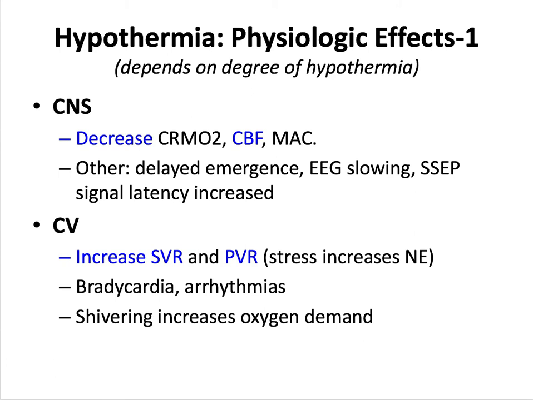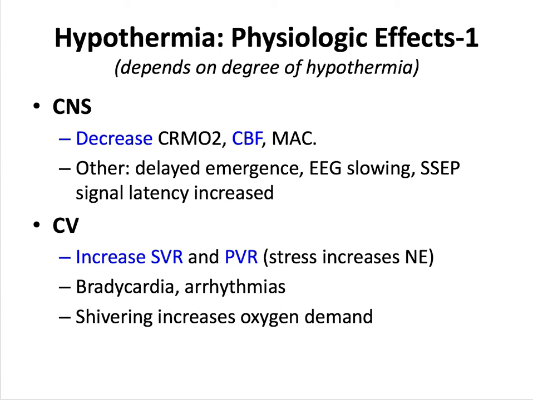What about the brain? When the brain is cold, the oxygen use goes down. And if the oxygen use goes down and you have intact autoregulation, blood flow to the head goes down also. MAC is affected by hypothermia. It is decreased as we get cold. Patients can take longer to wake up when they're cold. The EEG can be slower, and if you're monitoring somatosensory evoked potentials, the signal latency, the time for that signal to get through, can be longer.